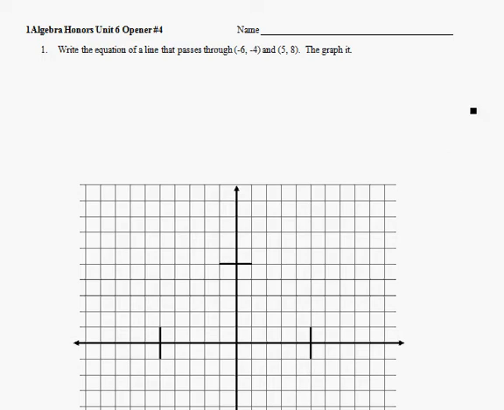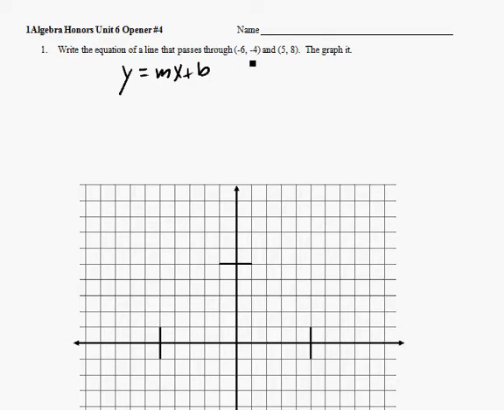Write the equation of a line that passes through the points (-6, -4) and (5, 8). Then graph it. Well, as we've seen, the equation of a line can be written in the form y equals mx plus b. We call this slope-intercept form of a line because the m represents the slope of the line, also known as the rate of change, and b represents the y-intercept of the line.